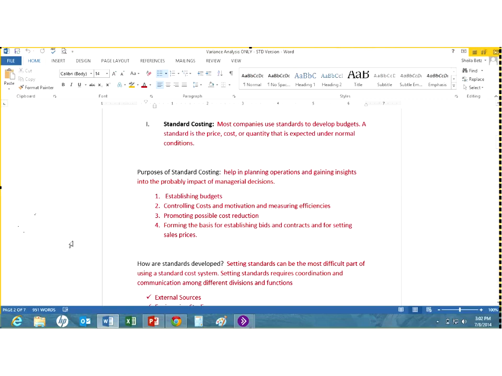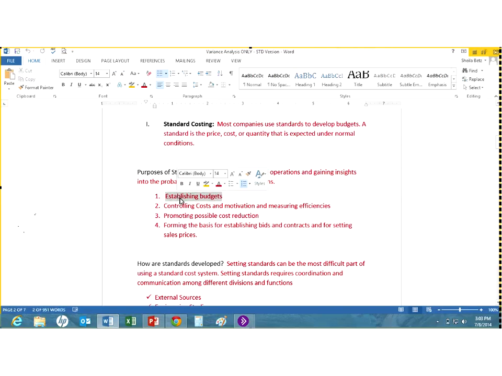So why does a company even do this? Why do you even sit down and say, all right, my mom's like the queen of this. She makes her grocery list, she sits down and says, okay, I'm going to be spending this XYZ dollars today when I go to the grocery store, because she has a standard cost in her head. She knows what she's expecting to pay. Now when she gets there, right, it could be more or less, but she has a standard set in her mind. So why would a company want to do this? Well, it helps in planning operations, and it gives insight into the probable impact of managerial decisions.